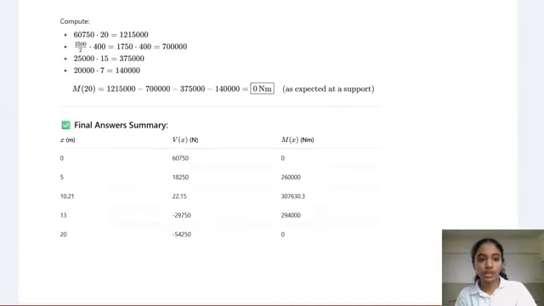Computing this, we have computed all the data given here, the final answer summary. We have taken these distances as x equal to 0, 5, 10.21, 13 and 20. We get the shear force values in Newton, and the bending moment values in Newton per meter.